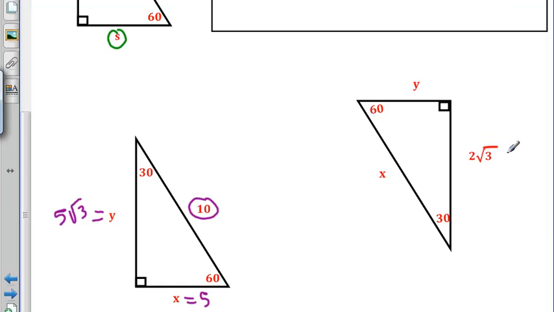Here's another one. They gave us 2 square root of 3 on the longer leg, right? Because we're across from the 60, we know it's longer. Across from the 30 is shorter. Across from the 60 is longer. So if you ever have a diagram that's not drawn nicely, you'll know that. So 2 root 3, that means that this is the special number that goes here. So y is 2, and then if you double it, x would equal 4. So it's a shortcut, okay?